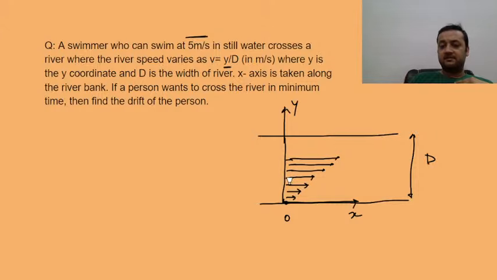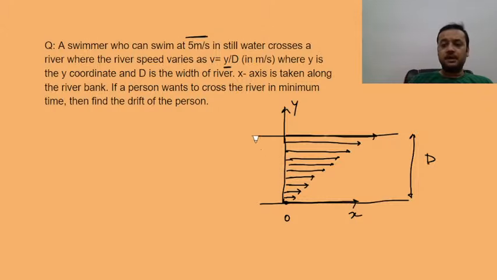That means the velocity of the river is increasing. The river stream is increasingly flowing at a faster rate, and this variation is linear. Be careful, this variation is linear.